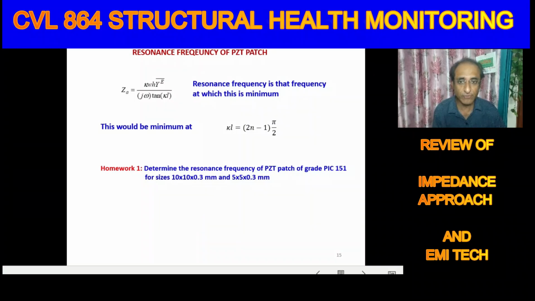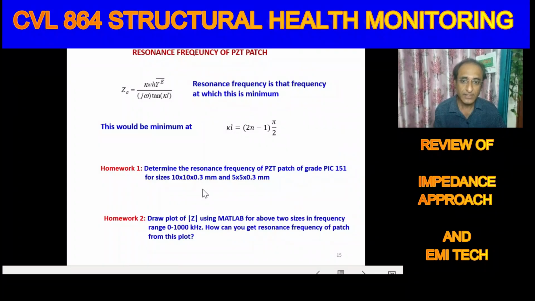All you have to do now is substitute the expression for kappa, or we can use the symbol K also. Here I am using the symbol kappa, and that expression will have omega also, and you will be able to find out the resonance frequency of the piezo patch. So it's your homework. If you have a piezo patch of grade 151 PI ceramic, with sizes given as 5 mm and 10 mm, then you will be able to do this. At least homework 1 you can do, homework 2 is not necessary.